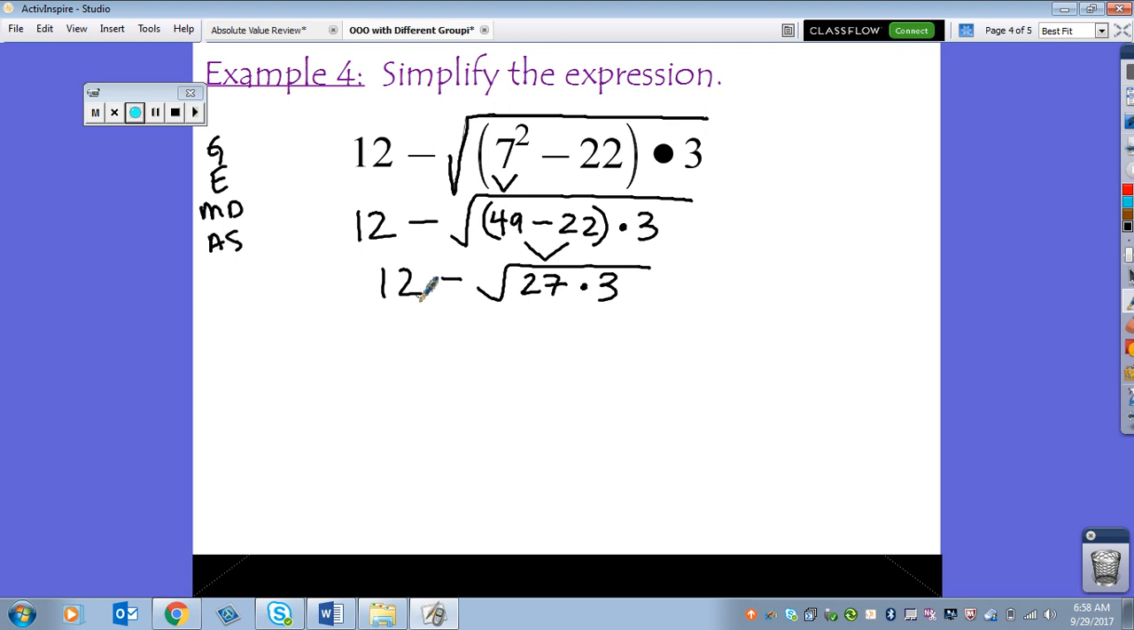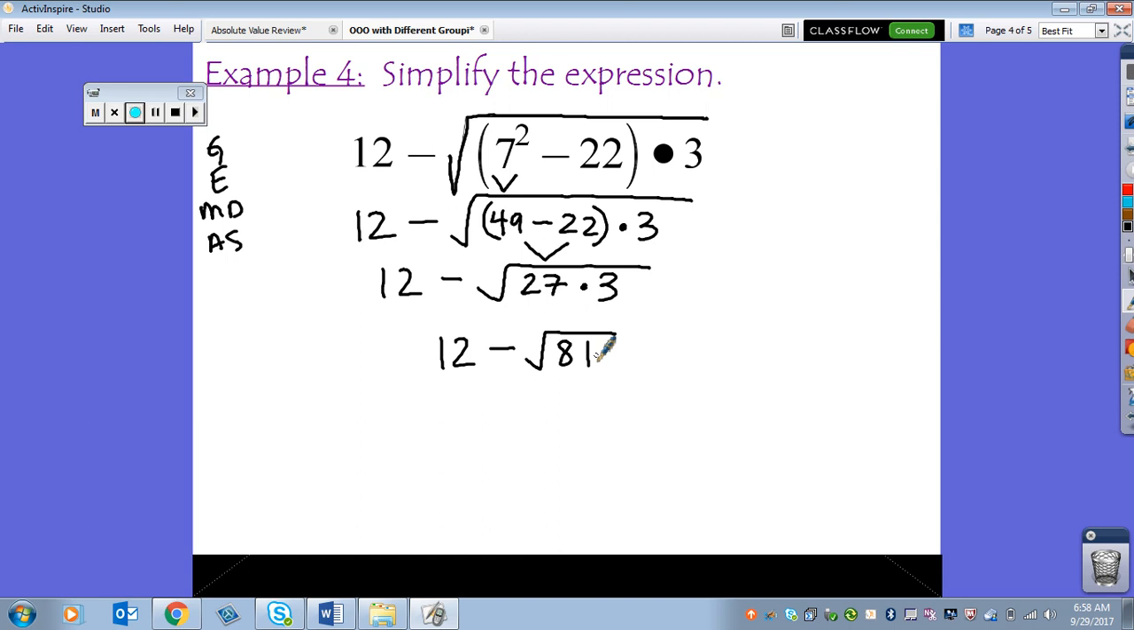Then we're going to do 27 times 3. So I'm going to get 81. I bring down the square root symbol. I bring down the subtraction sign, and then I bring down the 12. Once I do that, I am now done with what's inside of the grouping symbol.